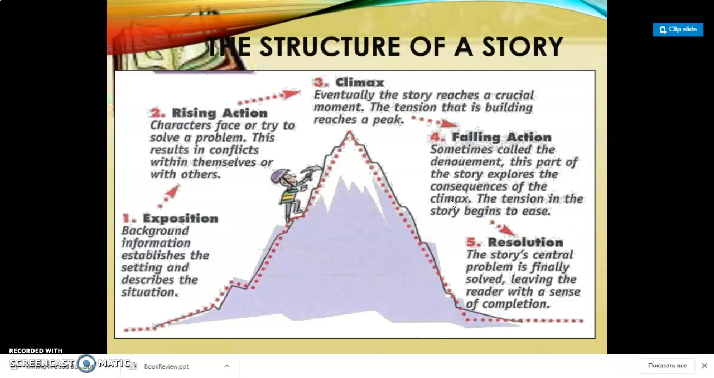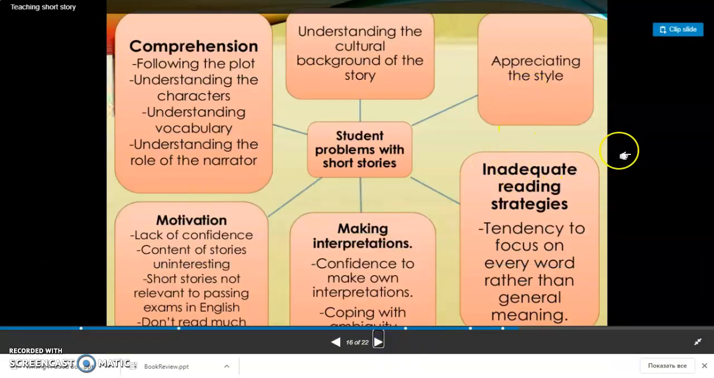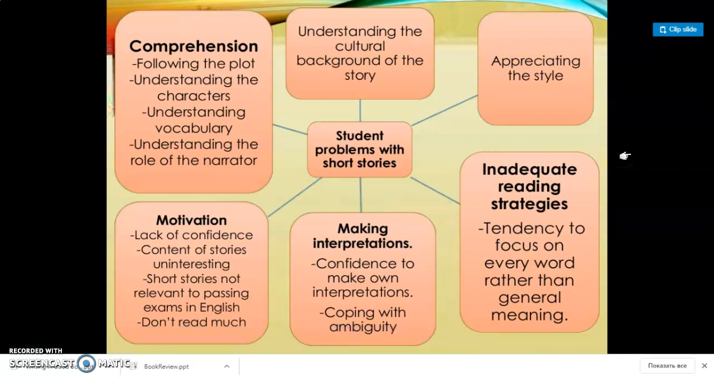The tension in the story begins to ease. And the last one is resolution. The story's central problem is finally solved, leaving the reader with a sense of completion. So what kind of problems do students face while reading short stories or writing short stories?